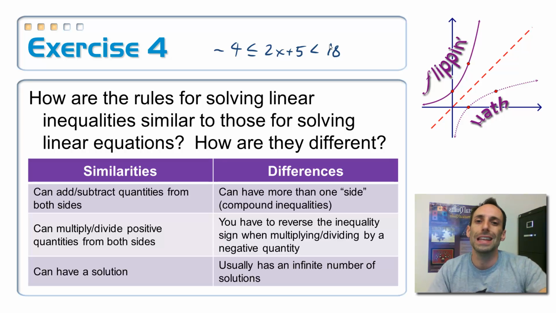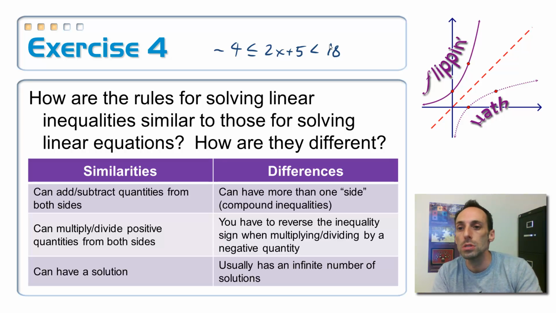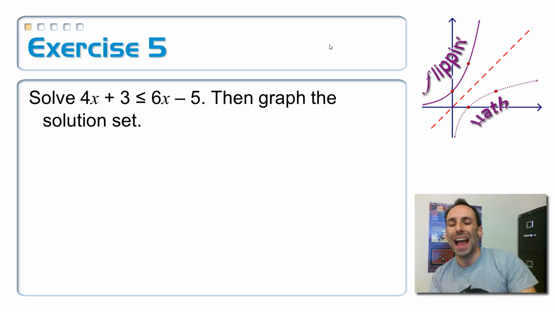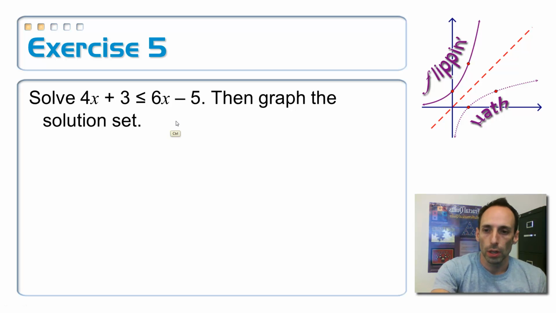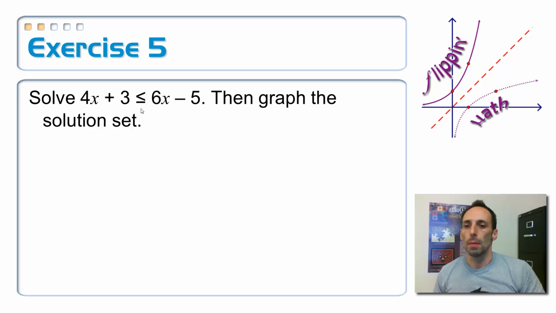I usually have an infinite number of solutions. So let's actually solve this thing now, step by step, and then graph the solution set. Okay, so I've got 4x plus 3. Oh, let me just rewrite it, because I don't know why I set this up like this, because I can't write underneath it. 4x plus 3 less than or equal to 6x minus 5.